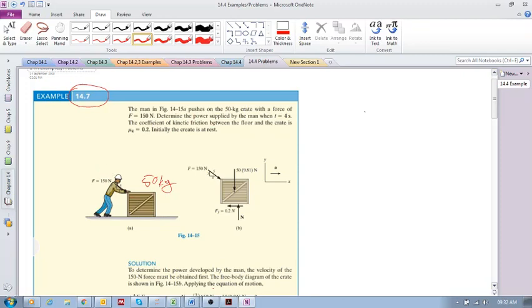So what do we want to do here? We want to determine the power supplied by the man at a certain time. Okay, and then there's friction with a certain kinetic coefficient of friction. Initially the crate is at rest. So the question is, determine the power supplied by the man.